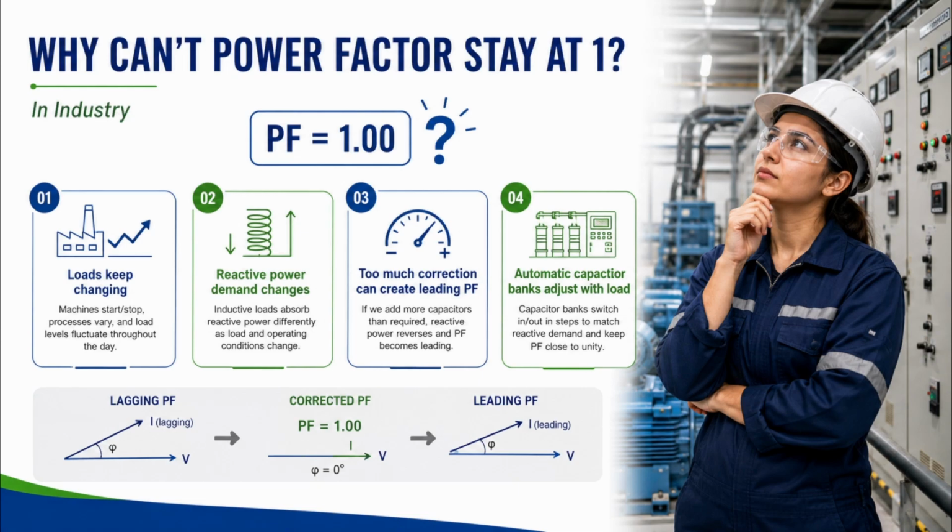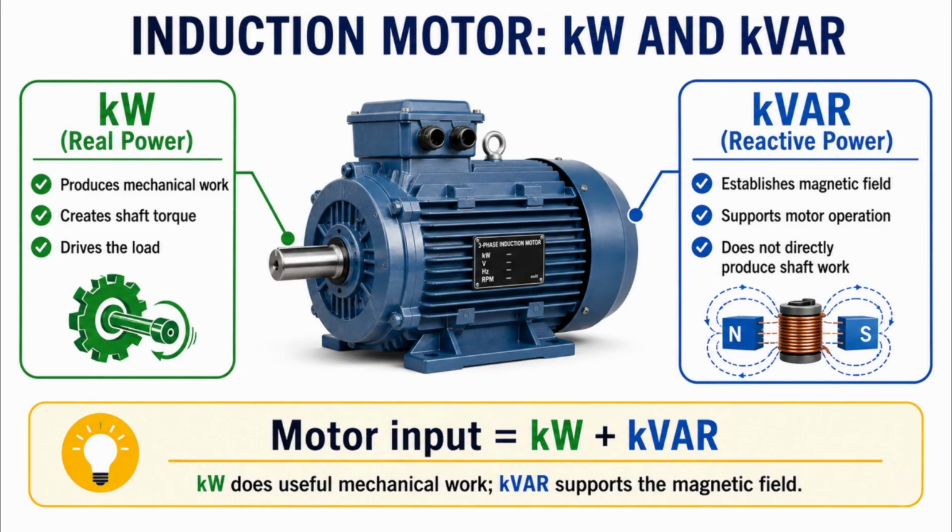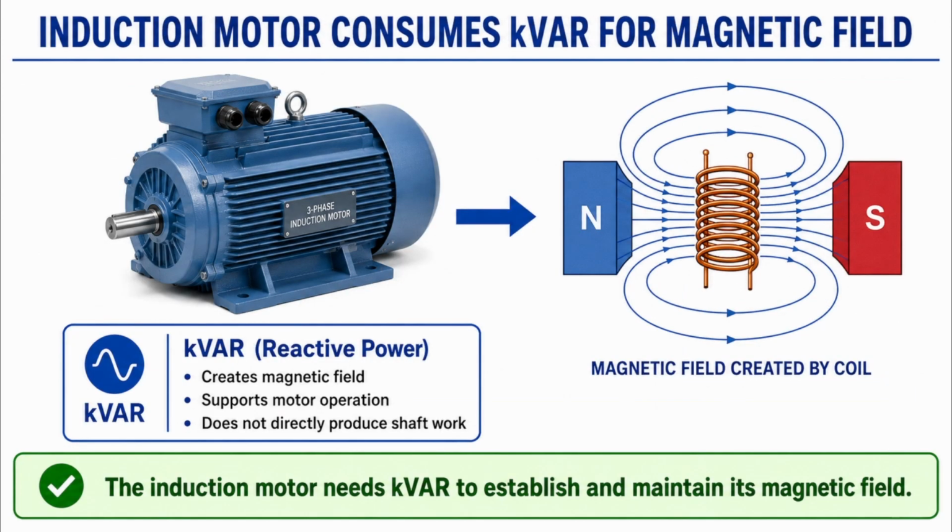But now let's make this example more realistic to understand our question. What happens when we connect actual industrial equipment to this generator? For example, an induction motor. An induction motor consumes kW for mechanical work and kVAR for the magnetic field. An induction motor cannot operate using real power alone. It needs real power, or kW, to produce mechanical work at the shaft. But at the same time, it also needs reactive power, or kVAR, to establish the magnetic field inside the motor.